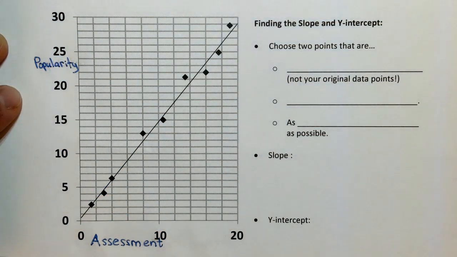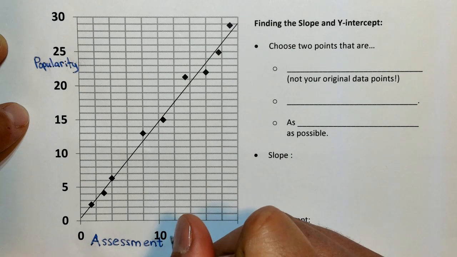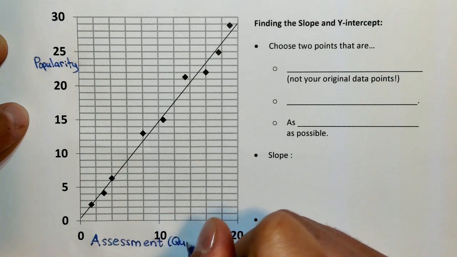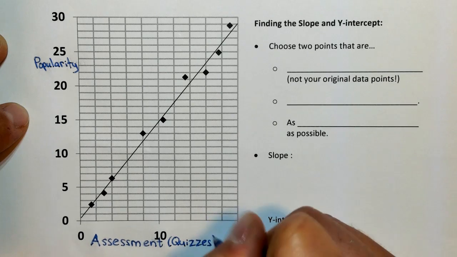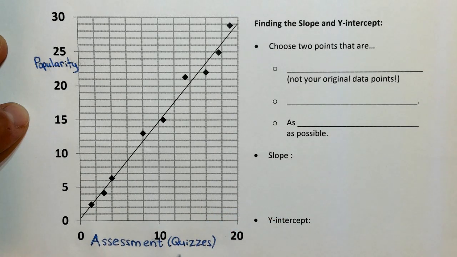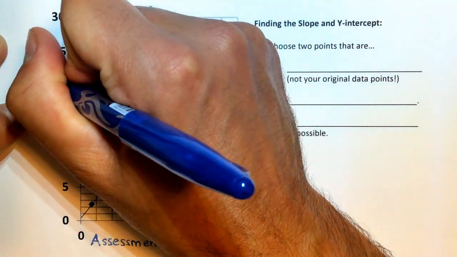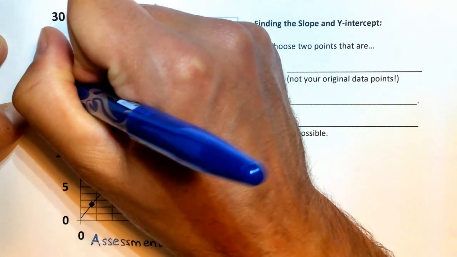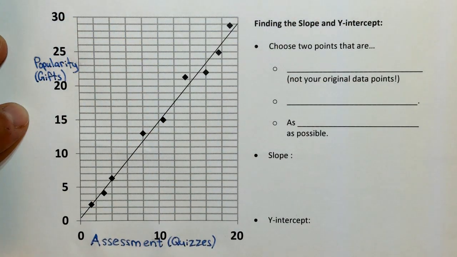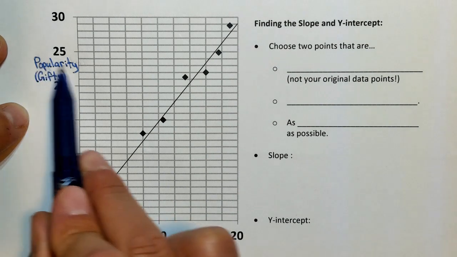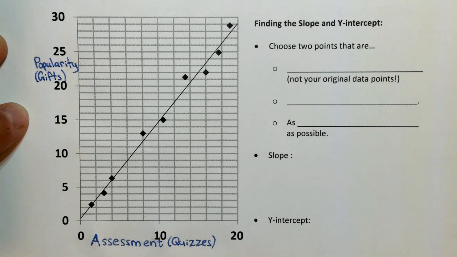Okay, and remember, in science class, units are really important. So I'm going to measure my assessment by the number of quizzes I give. That's the units I'm using for assessment, number of quizzes. And I'm going to assess my popularity using units of gifts, the number of gifts I receive. So here's the thing I'm measuring, and that's the units I'm going to use.